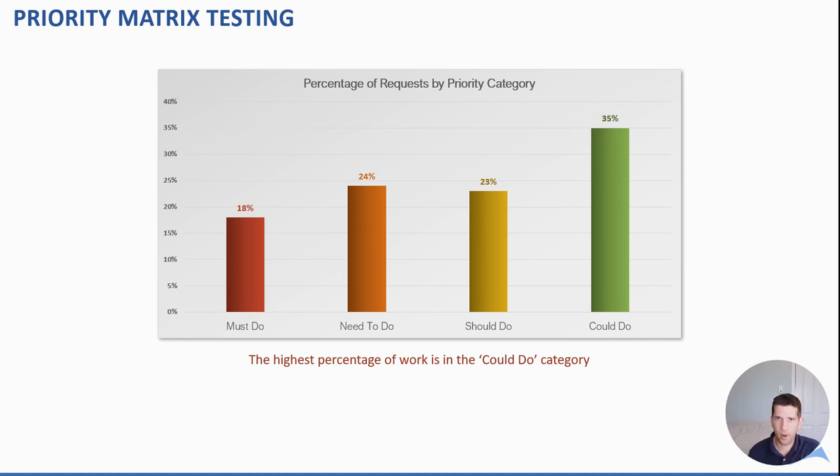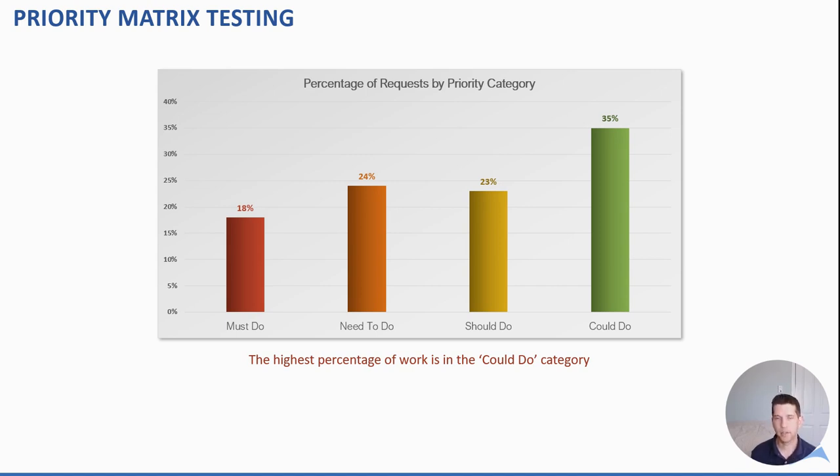When you test it out, you could get some metrics like this. What percentage of the work requests fall across these basic categories? So in this example, this would show the percentage breakdown of work requests across these 4 categories of must do, need to do, should do, could do.